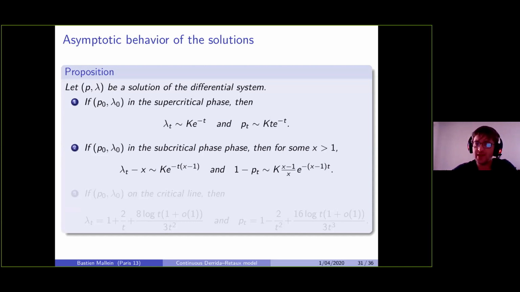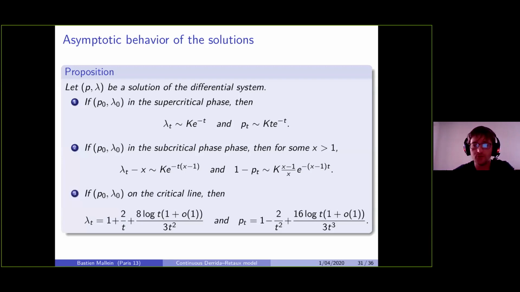In the subcritical phase, what happens is that lambda t converges at exponential rate towards some number x larger than 1, and p goes to 0 also at exponential rate. So you see that in this case, xt goes to 0, but if I condition xt on being positive, it converges toward an exponential random variable with parameter x. So you have this exponential distribution that appears naturally in that case.